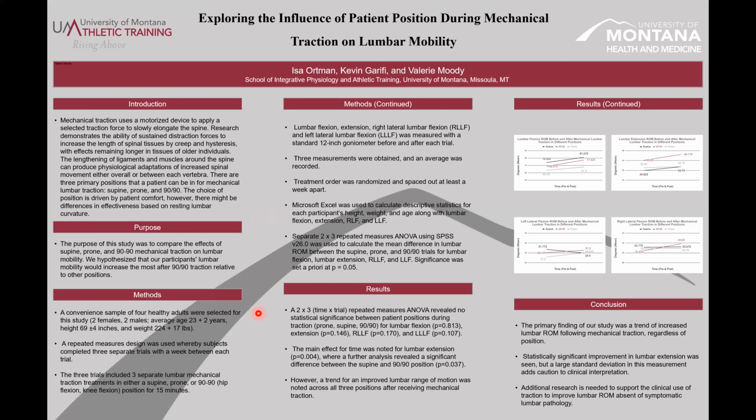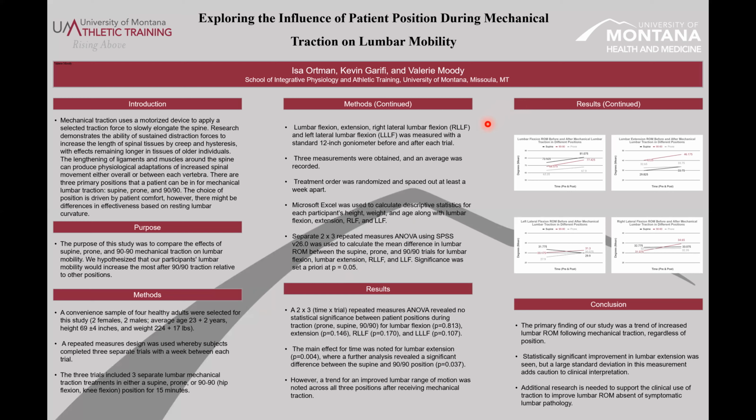For our research, we used a convenient sample of 4 healthy adults, 2 females and 2 males. We used a repeated measures design to complete 3 separate trials with a week between each trial. The 3 trials included 3 separate lumbar mechanical traction treatments in either a supine, prone, or 90-90 position for 15 minutes. All patients obtained a traction force of 50% body weight with a continuous pull.